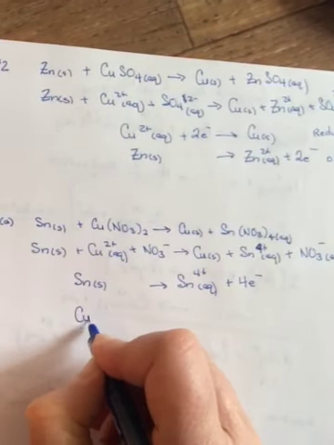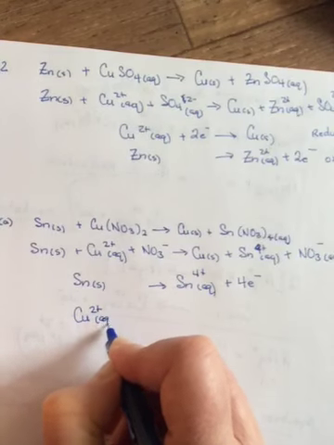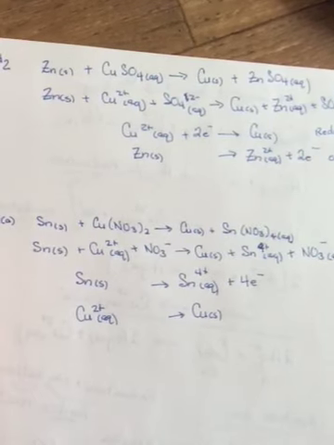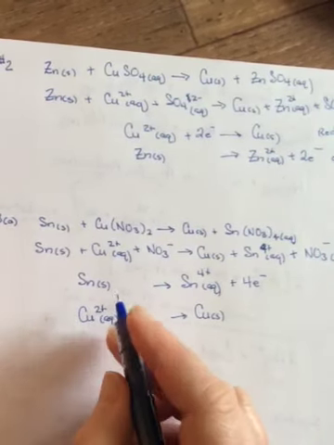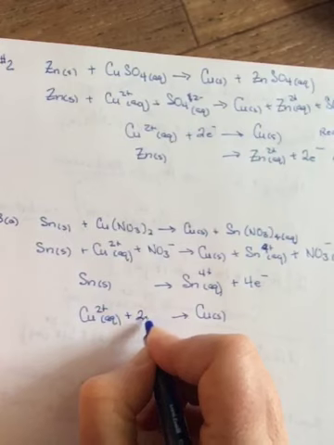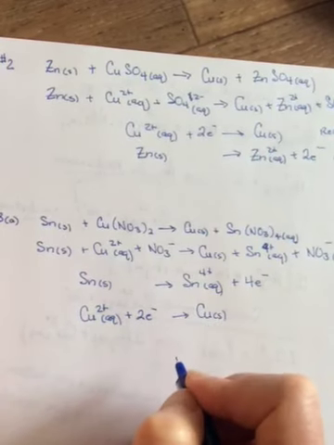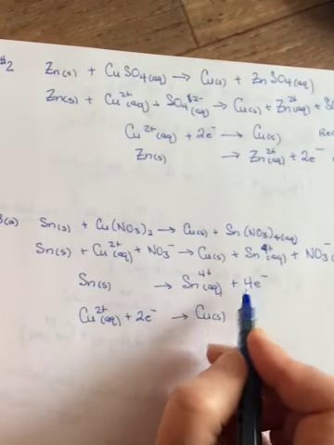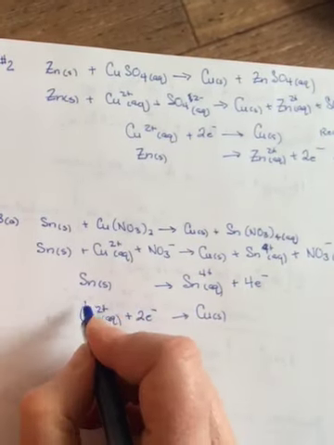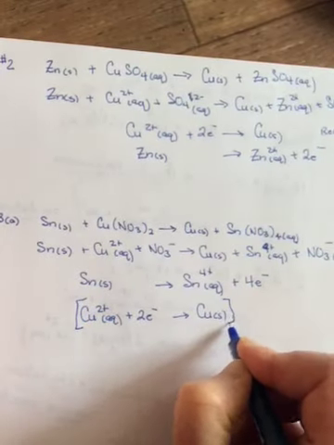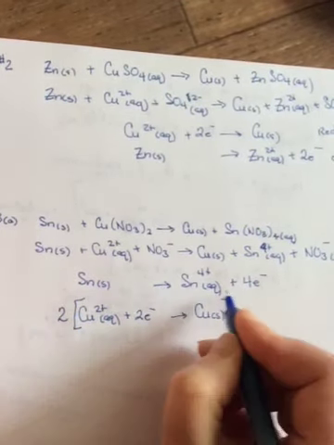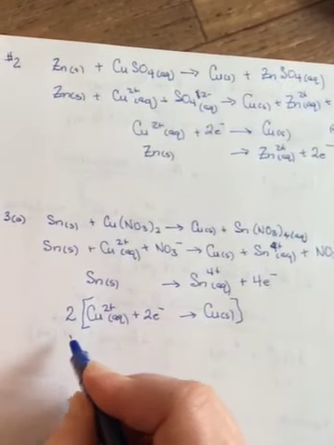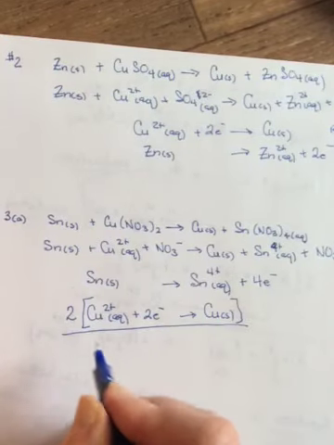Looking at the Cu2 positive aqueous going to Cu solid, which side do the electrons need to go on? They have to go on the side with the 2 positive, and there has to be 2 of them, so when they add together I get 0 out. Now I can't add these up just yet because I have 4 electrons up here and only 2 down here. So I have to put a 2 in. So my Sn's inside the half reaction and my Cu's are balanced. So now I can add them together.